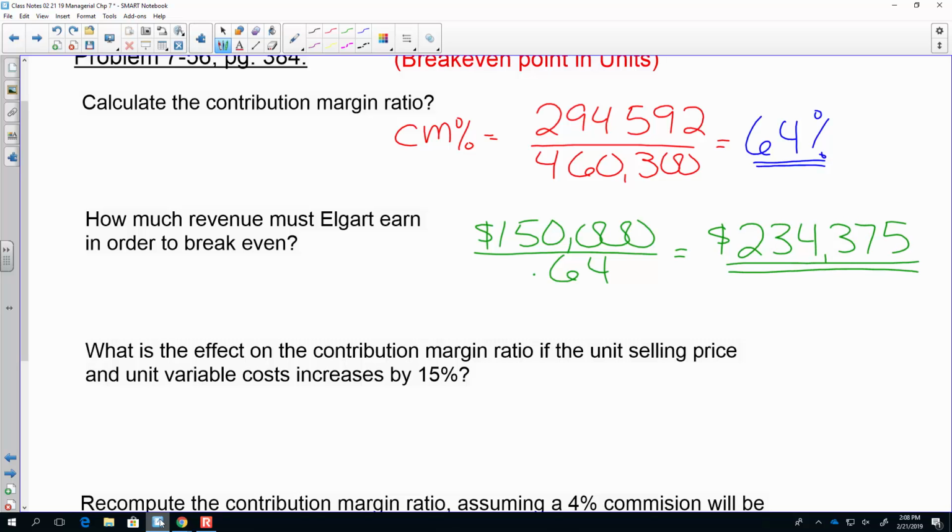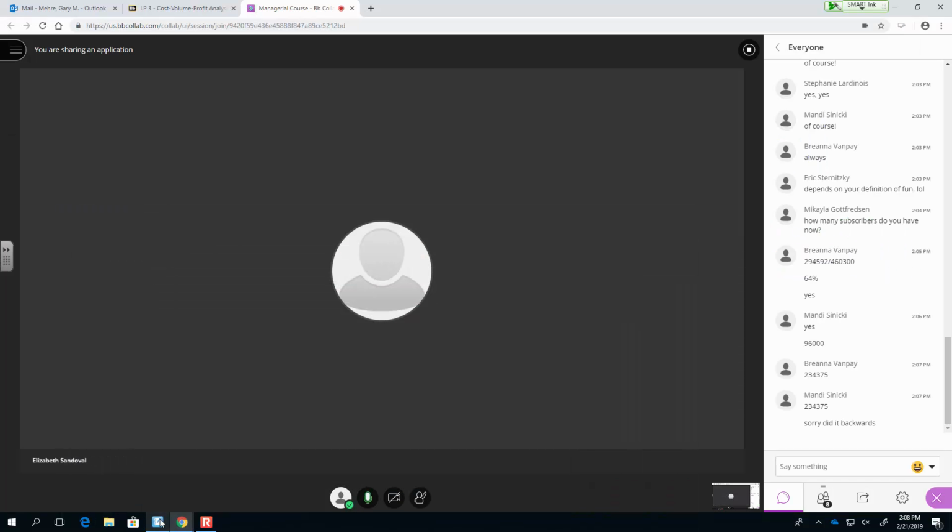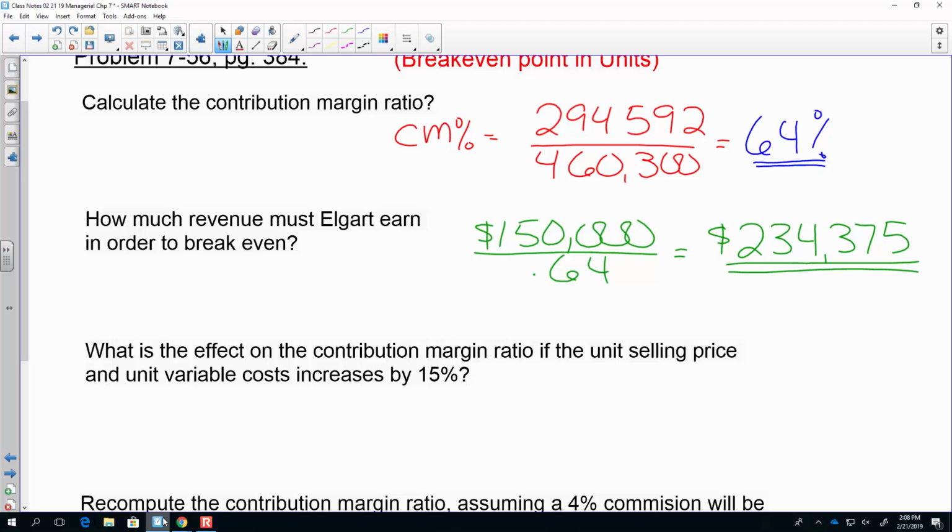Mandy, is this what you came up with now? It's like, am I missing a zero? Punch it in. Oh, you did it backwards. Yep, that happens, guys, that happens. 234,375. Okay, good. Not as good as the margin of safety we had before, right? Here's my margin of safety between the 460,300 and the 234,375, but not too shabby.